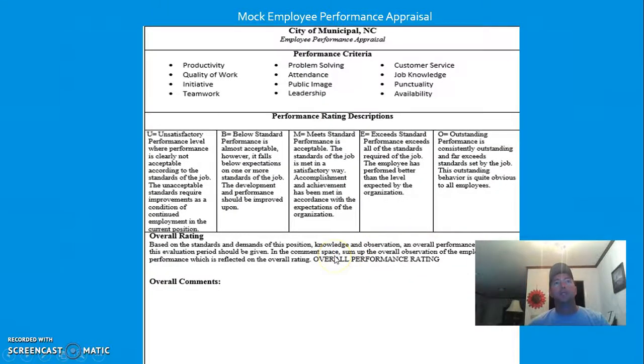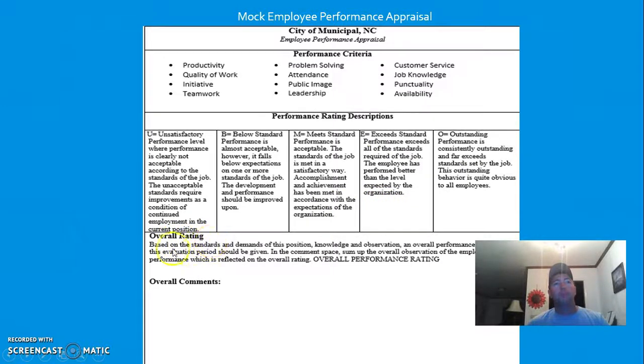The next page of the employee performance appraisal just lists the performance criteria by which the employee was rated, in the performance rating description, U being unsatisfactory, B being below standards, M being meet standards, E, which this employee received, for exceed standards, and an O for outstanding performance.